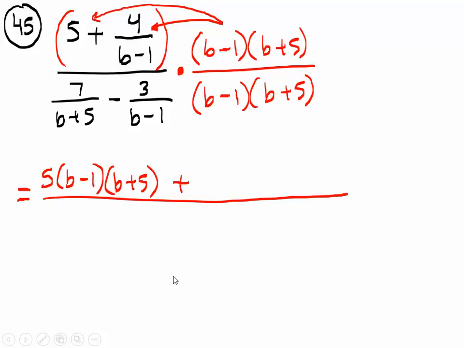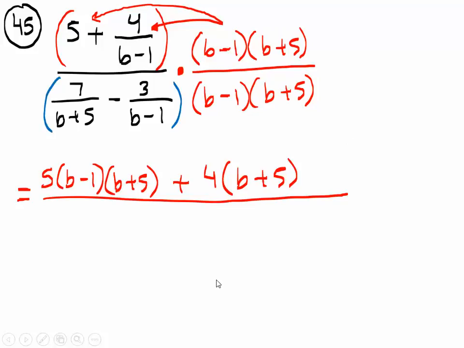What's going to cancel? Yeah, the b minus 1s will cancel. So therefore we're left with a 4 multiplying b plus 5. And the top is done. That's good. Okay, let's go down to the bottom now.